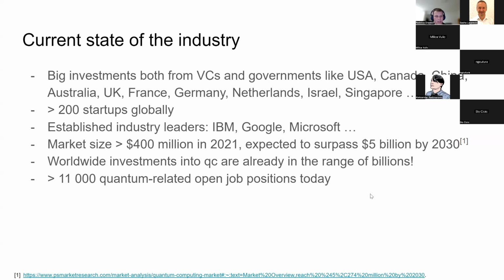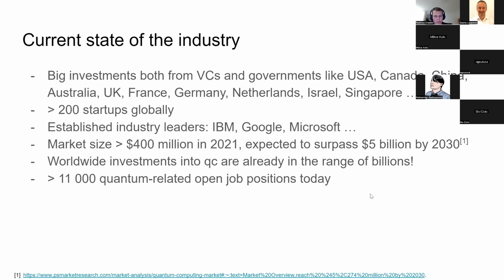And in the last few years, you might have seen some big announcements from some of the big companies like IBM, Google, or Microsoft that also joined the efforts to develop quantum computing. For example, Google announced its quantum supremacy experiment in 2019, and IBM is building bigger and bigger quantum chips every year. A lot has changed in the last 5 years. And there are big investments both from venture capital and governments like USA, Canada, China, Australia, and many others like Netherlands.